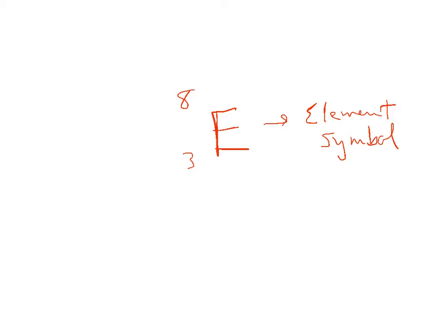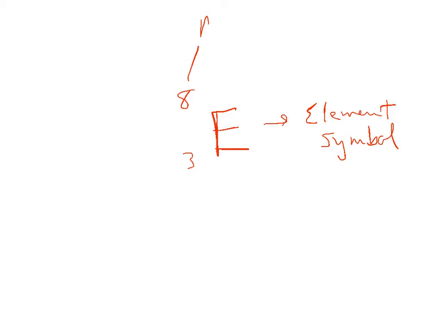If we go and take a look at a symbol, if I have an element symbol and I have, for example, a number 8 up here and a number 3 down here, what does this mean? I mean, what kinds of information can you tell me from this? This is what we call the element symbol. And on the periodic table of elements, this is the collection of all the different element symbols. You can find the element symbol and figure out what the name of the element is.